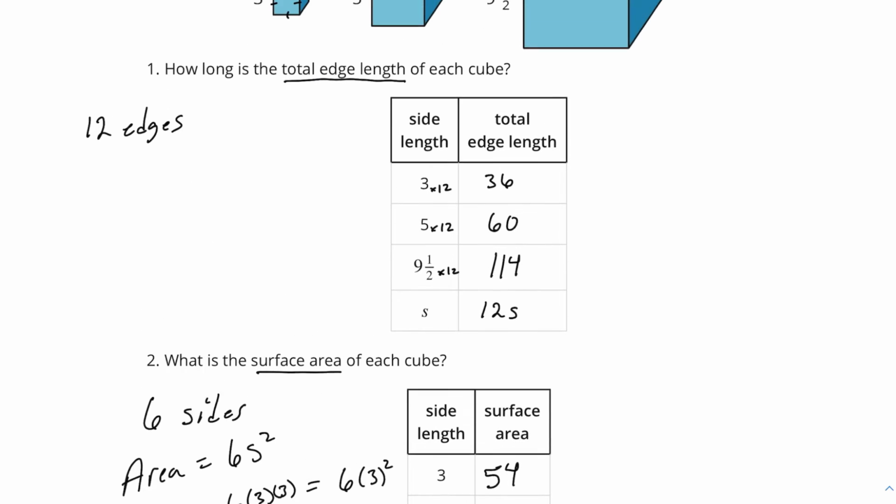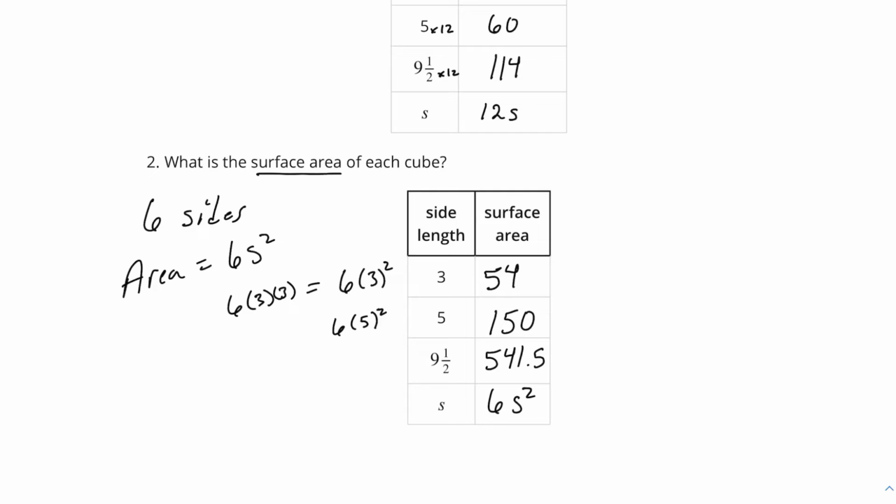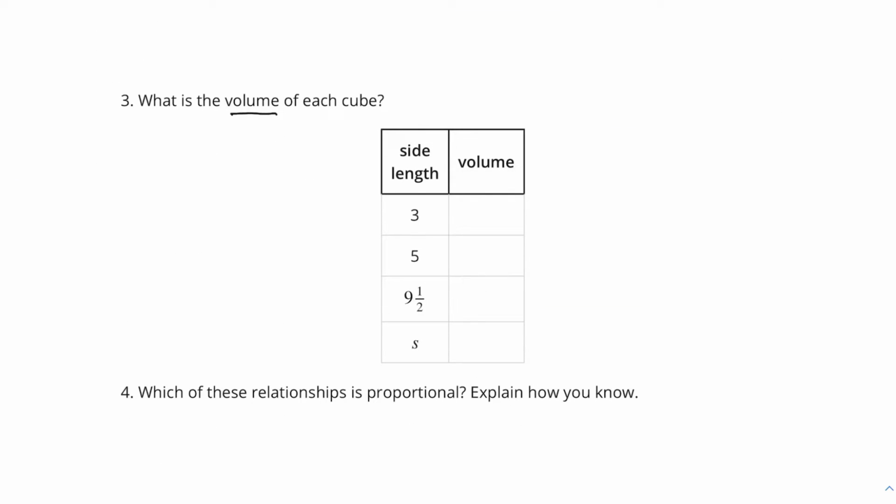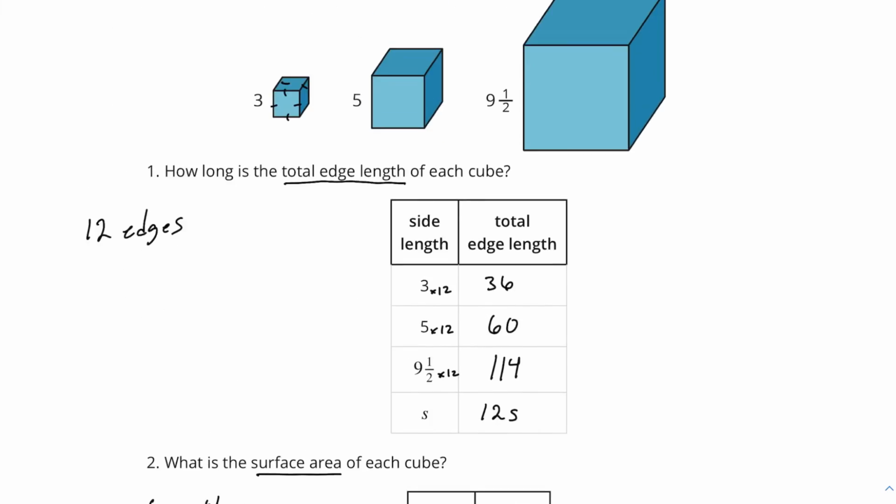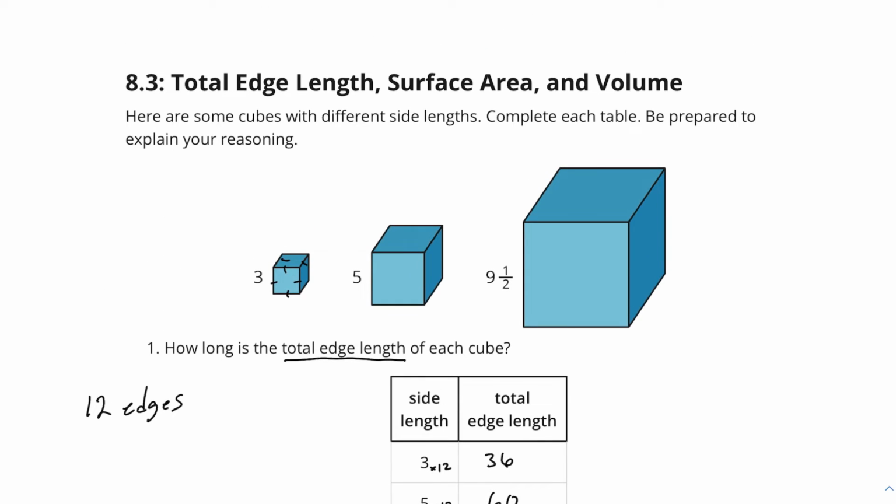We've got our first 2 tables done, how long are the edges and surface area. Now we're going to work on the volume. So let's go back up to our picture and think about what volume means. Volume is the space that is contained within those things.